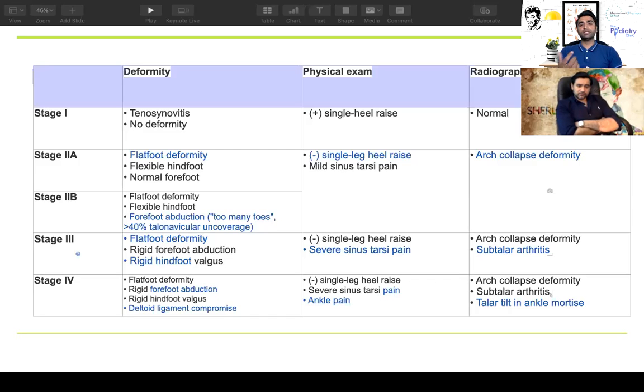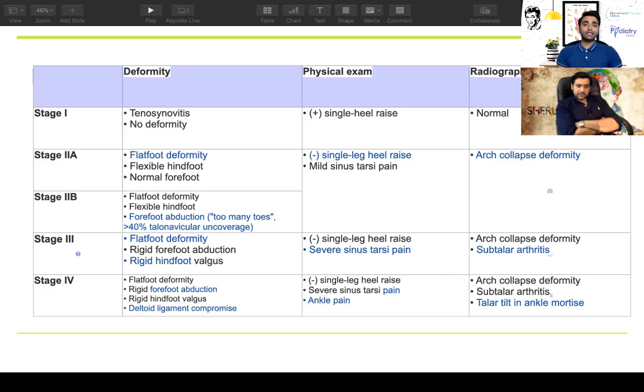You can actually see the tenosynovitis, and along with that, you can see a bit of flat foot deformity, but it's a bit more flexible hind foot. So the rear foot is flexible, and the front of the foot is normal function in there. Single heel raise is negative, or it's actually causing discomfort. You can actually have a bit of mild sinus tarsi pain as well, along with it. In terms of the radiograph, if you were to have a look at the weight-bearing medial side radiograph, you'll see that the arch has actually collapsed in there.